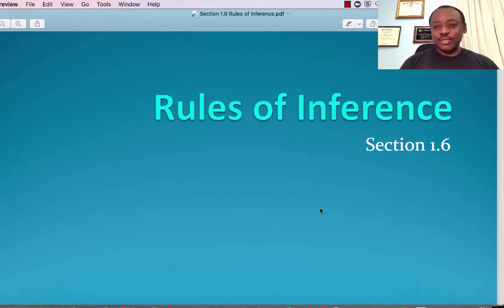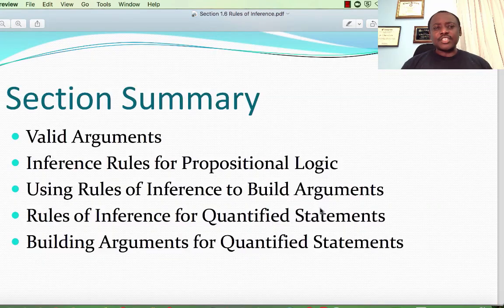Welcome to section 1.6, Rules of Inference. We have talked a lot about rules of inference. Now we will look at rules of inference. Again, this is Dr. Gilbert Eyabi, and we are using the text Discrete Mathematics and Its Applications by Kenneth H. Rosen, 7th edition. Section 1.6, Objectives.